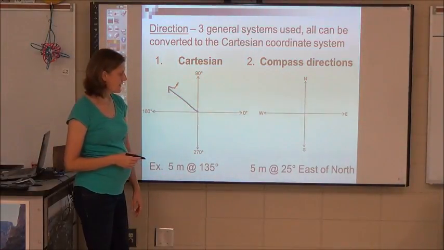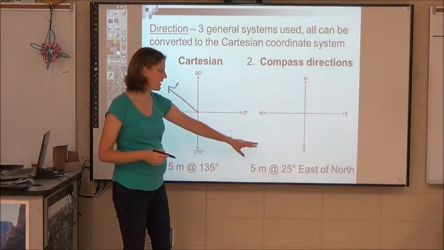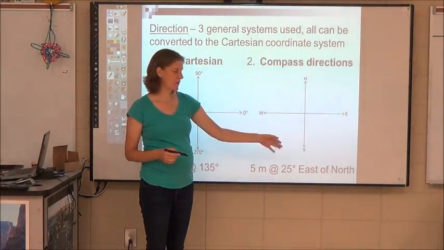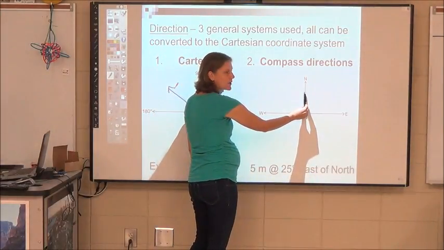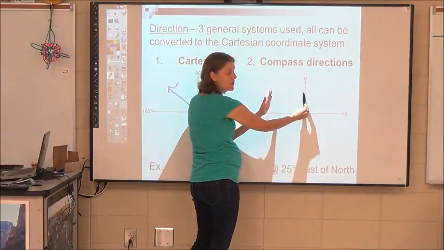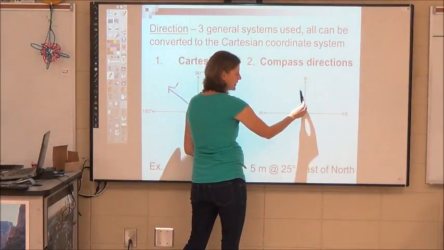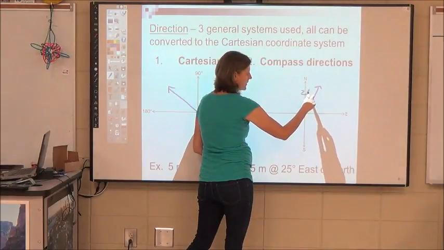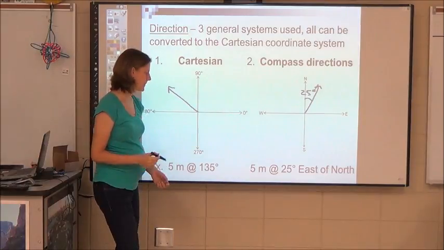5 meters at 25 degrees east of north. Okay, so directions based off of compass directions. When you have something of something, start at the second word, so east of north. So sort of point your pencil north, and you want to go east of that, so move towards the east. So from north, I need to move 25 degrees towards the east. So start at the second word. And that's really where my 25 degrees would be.